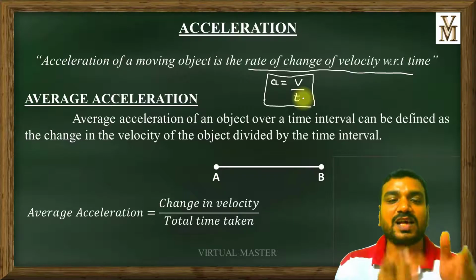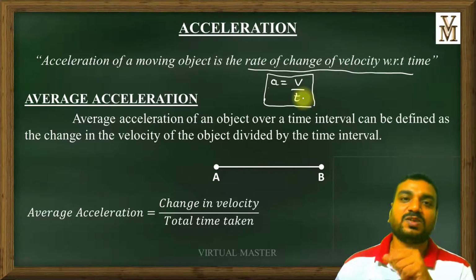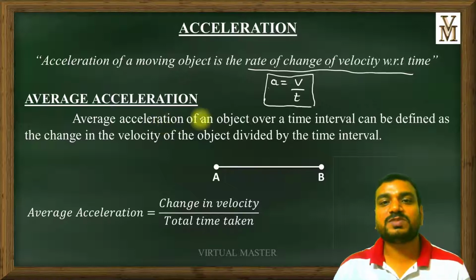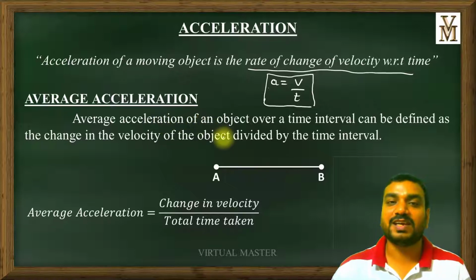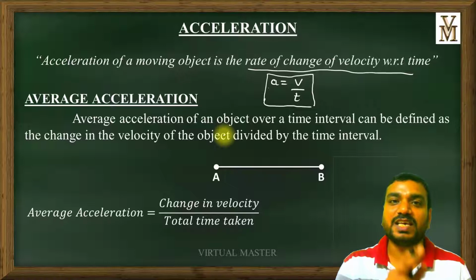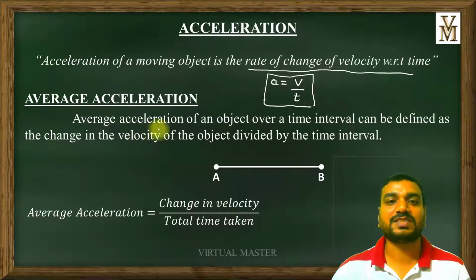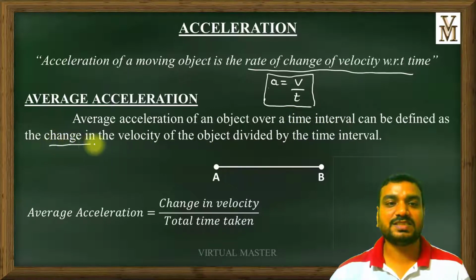Let us start with average acceleration. Now what is average acceleration? Average acceleration of an object over a time interval can be defined as the ratio of change in the velocity to the time taken. It can be defined as change in the velocity of the object divided by the time interval.